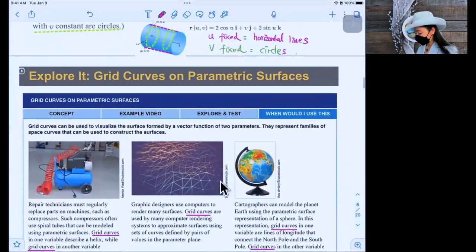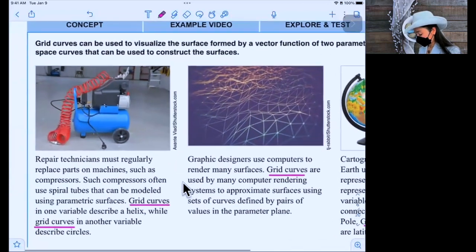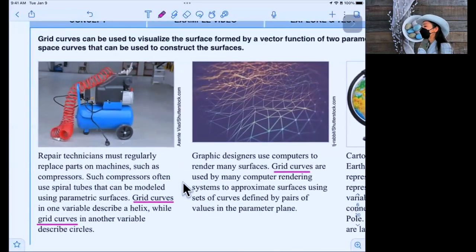So let's talk about grid curves on parametric surfaces. When would I use a grid curve? Let's talk about this. The first one, someone to read this? Anybody? Oh, Yan? Okay, so Yan, you read the first one, and Jason the second. Sure, okay, Yan, go ahead.